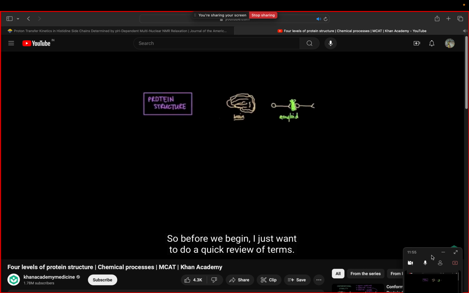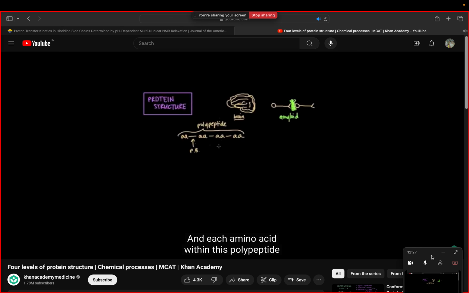So before we begin, I just want to do a quick review of terms. You can have one amino acid, so I'll just write AA for amino acid, and then you can have two amino acids that are linked together by a peptide bond. So this is a peptide bond. And as you add more and more amino acids to this chain, you start to get what is called a polypeptide, or many peptide bonds. And each amino acid within this polypeptide is then termed a residue.